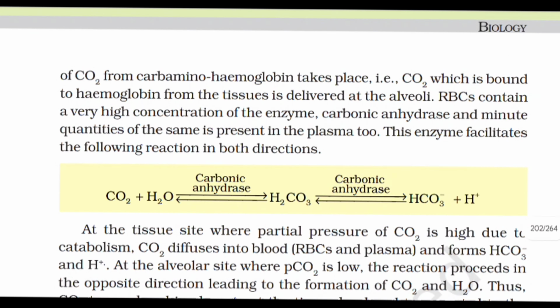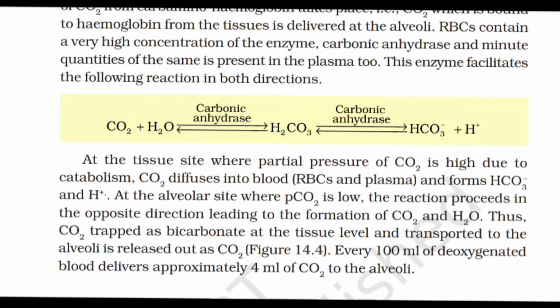At the tissue site where the partial pressure of CO2 is high due to the catabolism, CO2 diffuses into blood, RBCs and plasma and forms HCO3 minus and H plus. At the alveolar site where the partial pressure of carbon dioxide is low, the reaction proceeds in the opposite direction, leading to the formation of carbon dioxide and water. Thus, CO2 trapped as bicarbonate at the tissue level and transported to the alveoli is released out as CO2. Every 100 ml of deoxygenated blood delivers approximately 4 ml of carbon dioxide to the alveoli.